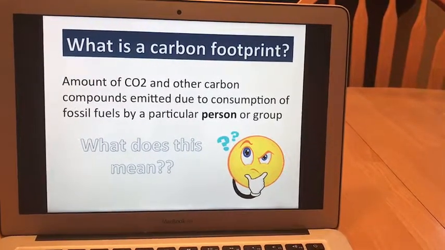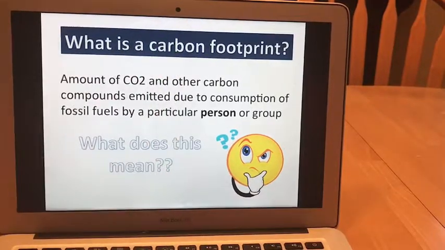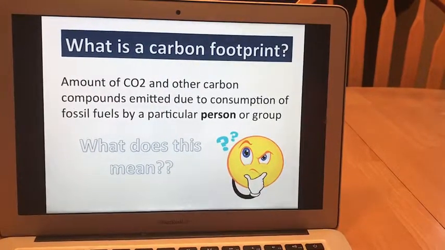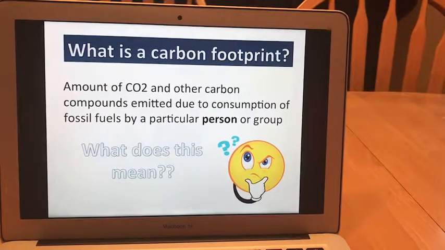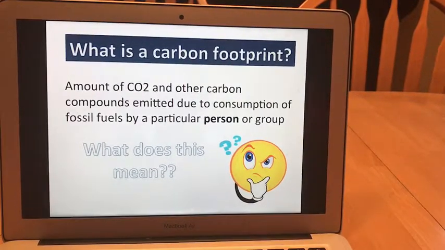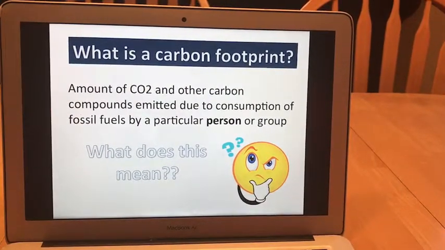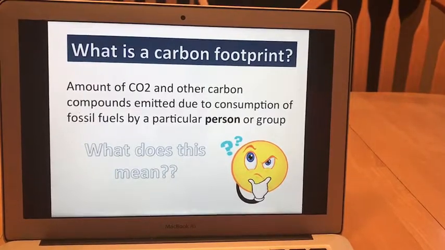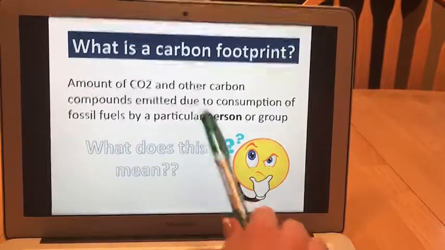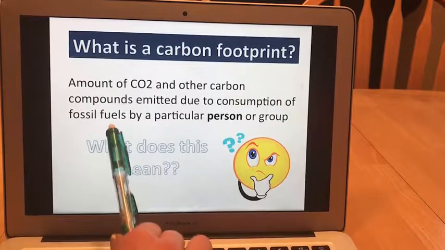The second part that we're going to talk about is the word emitted. Emitted is kind of a complicated word. Basically, what it means is that these carbon compounds are being emitted into the air. They're being added to the air. They're being put into the atmosphere. The other part of the definition we're going to break down is due to consumption of fossil fuels.